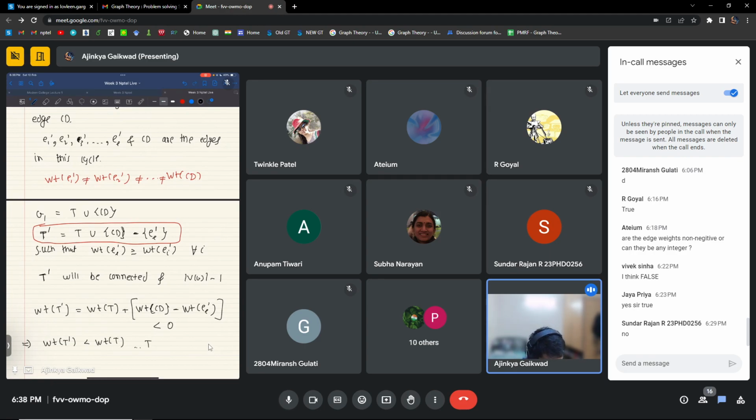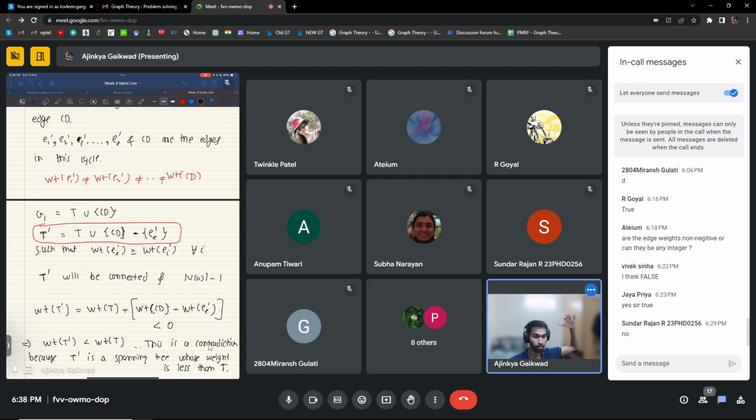This is a contradiction, because T prime is a spanning tree whose weight is less than the weight of T. Now let's see why this is a contradiction.